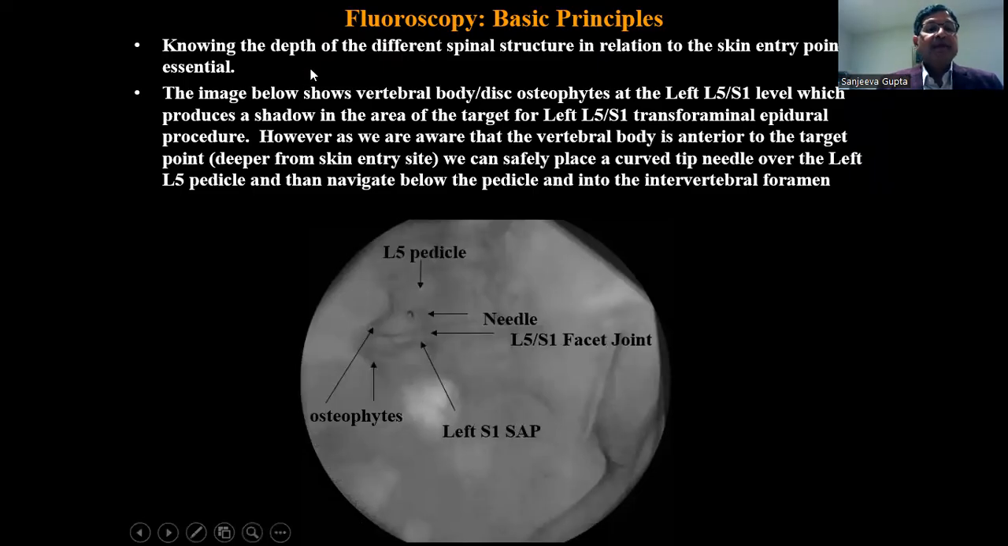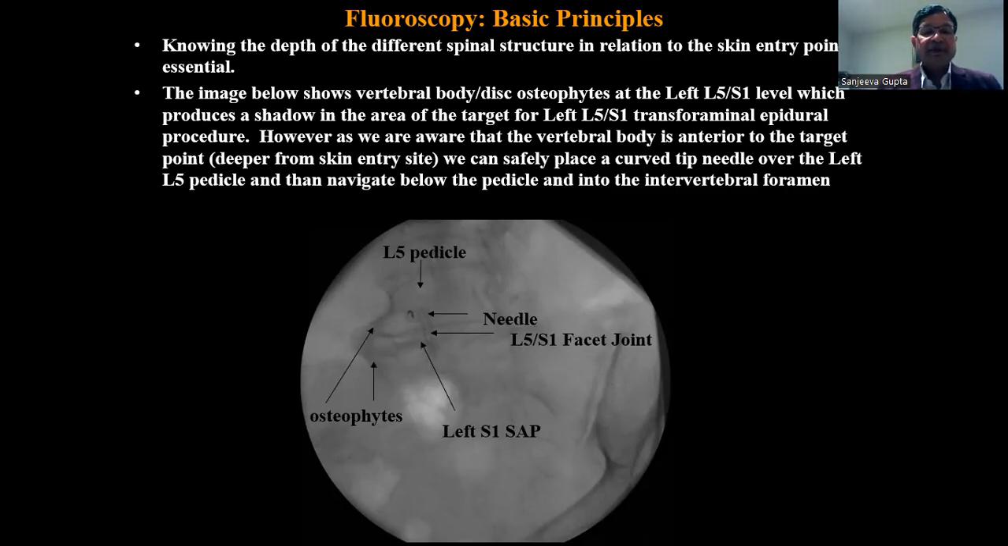Some more basic principles. Knowing the depth of the different spinal structures in relation to the skin entry point is essential. You look at the image here, you can see that is the L5 vertebral body, and that is the sacral plate there. Lots of osteophytes here, from the lower end of the L5 vertebral body, and osteophytes from the upper end of the S1, disc osteophytes. So everything is very fuzzy here. You will think, well, where am I going to go here? Am I going to hit any of these before entering into the intervertebral foramina?